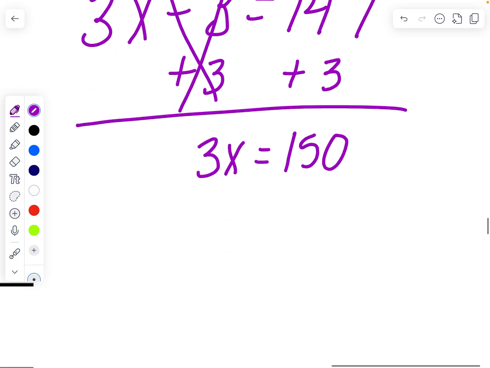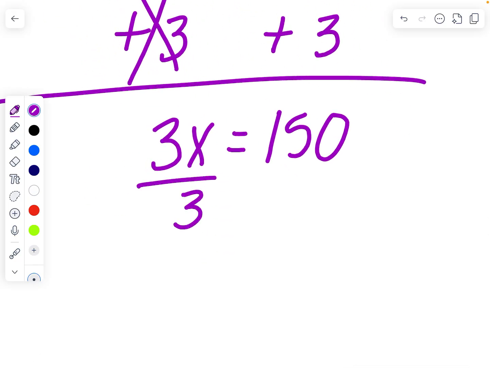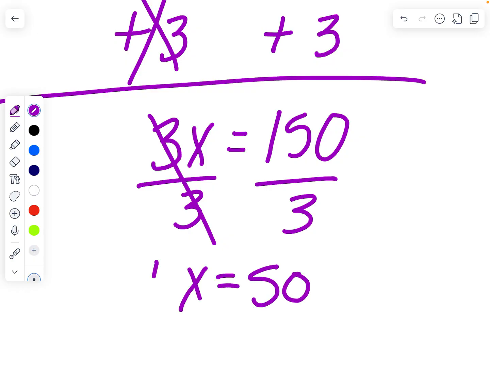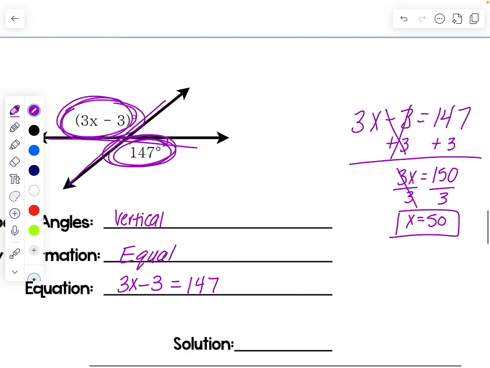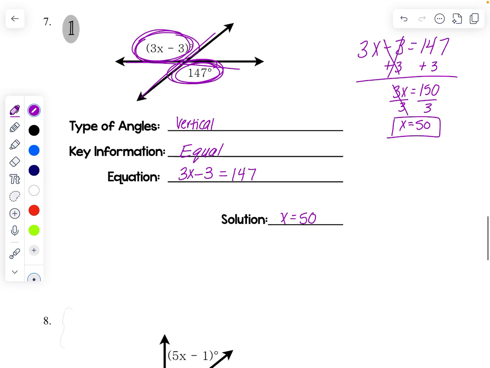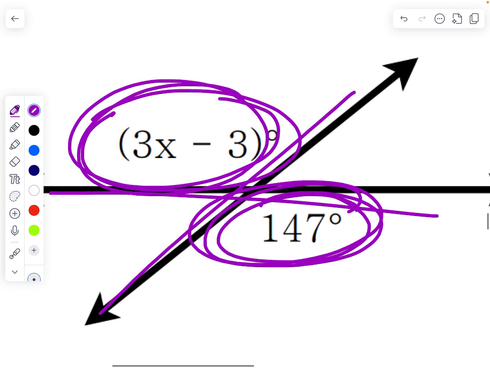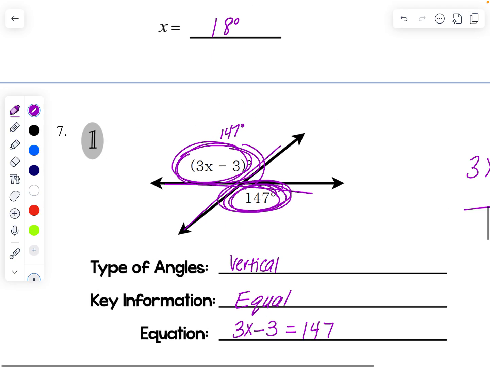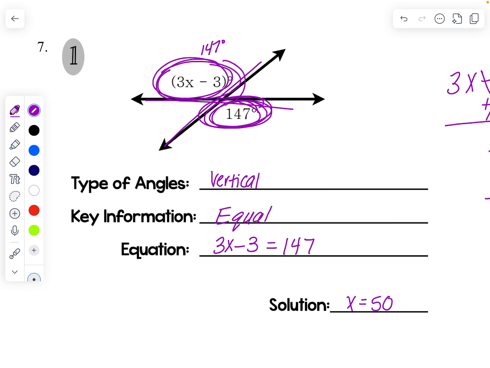Our next step, we're going to divide by 3 on both sides, cancel out the opposites, bring down our x equals, and then 150 divided by 3 is 50. Okay, so our solution is x is equal to 50. Okay, it's not 50 degrees. If this is 147, then this one also has to be 147. So it's not referring to the degree. It's just referring to the value of x, which is 50.